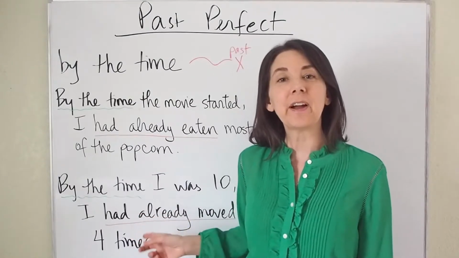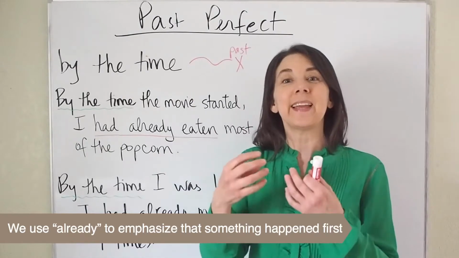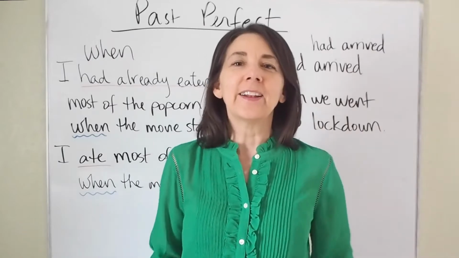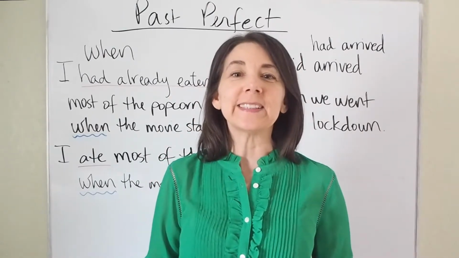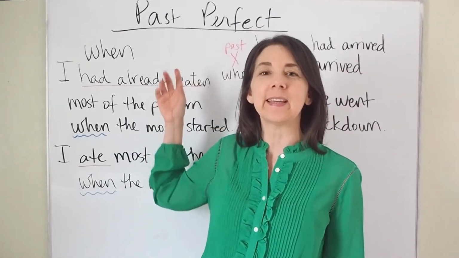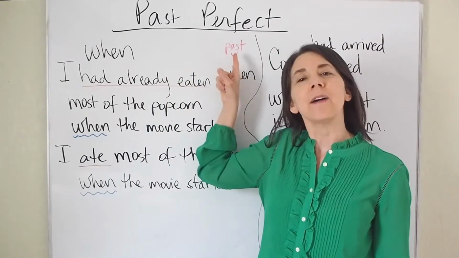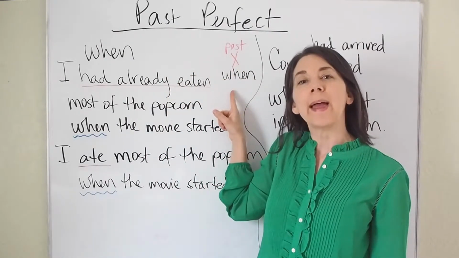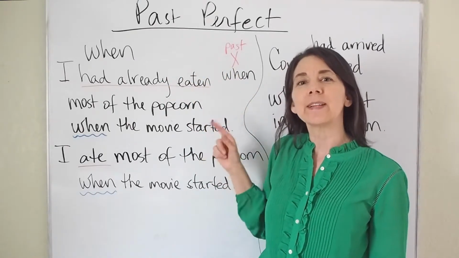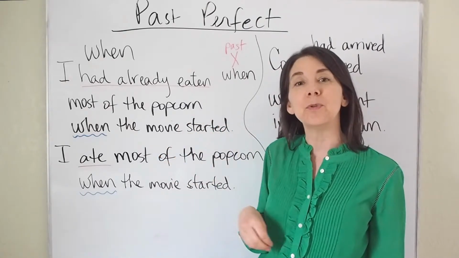Also, notice that it's very common for us to use the word already to emphasize that something happened or finished when something else started. Another word that we use a lot with the past perfect is when. And when we use when in the past, you want to think that one thing happened before another thing started. So we have one event in the past. When this event started, something else had already happened. So let's look at my example. I had already eaten most of the popcorn when the movie started.